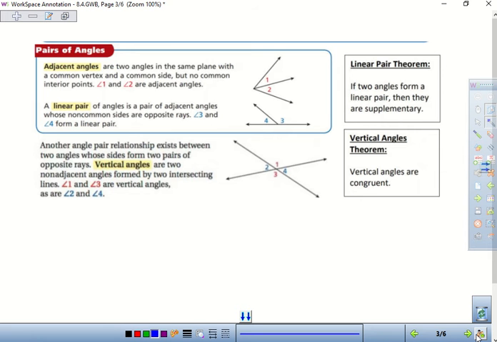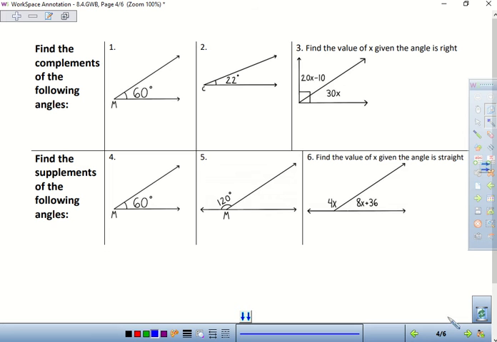Another relationship that exists between two angles is vertical angles, okay? So vertical angles are angles that are opposite each other. And these angles are congruent to each other, equal in measure. So I think those are the main types that we need to talk about today. And now we'll get into some examples.